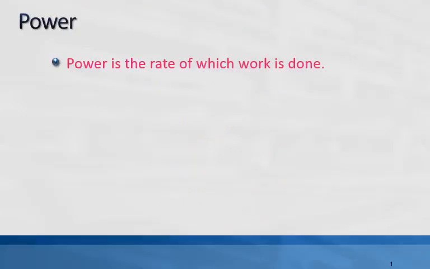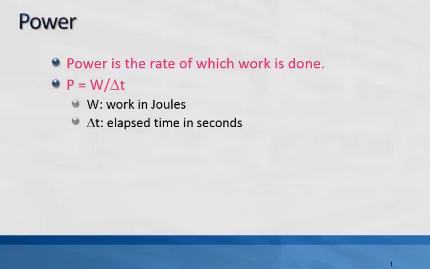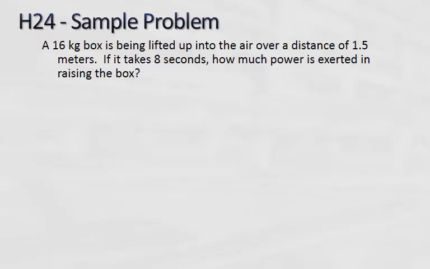So power is the rate at which work is done. We take the work done in joules, and we divide it by time, and that will give us the power output. Let's go ahead and try that with this one here. A 16 kilogram box is being lifted in the air over a distance of 1.5 meters. If it takes 8 seconds, how much power is exerted in raising the box? Go ahead and pause the clip and give this a try, and when you're ready to check, you can hit play to continue.